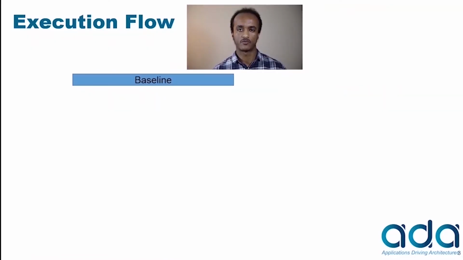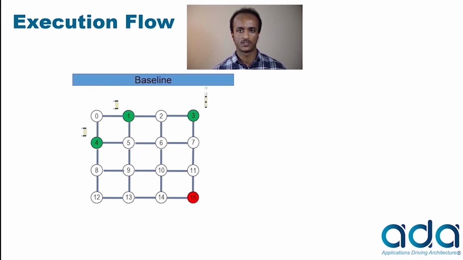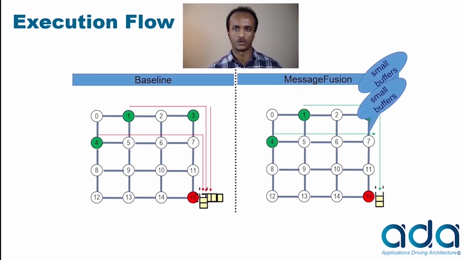Here, we have a 4x4 2D mesh network with the green nodes, or sources, sending individual messages to the red one, or the destination. In the baseline, all messages take their own path to reach the destination. When it comes to MessageFusion, messages are coalesced while in transit, thereby reducing the overall network traffic. This is achieved by adding small buffer and logic units in the network routers. The buffers increase coalescing opportunity for messages, while the logic units perform computations.